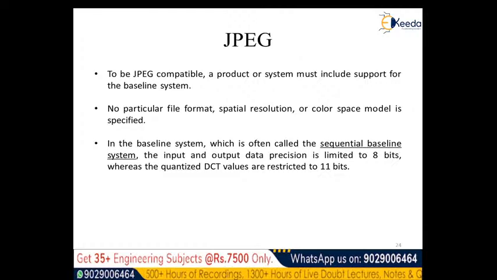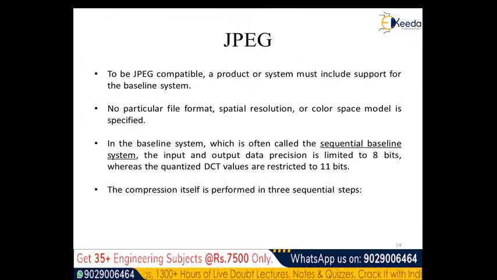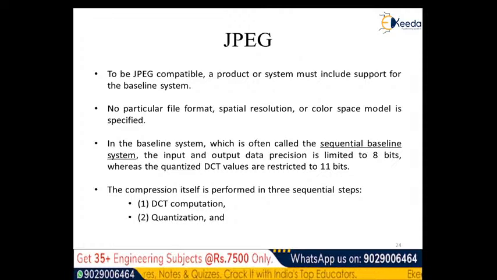The compression itself is performed in three sequential steps. These steps we have seen already. The first, DCT computation, the second, quantization, and the third, variable length code assignment. In the previous live session for the same subject, image processing, I addressed the image compression model, and thereupon I practiced the coding. So variable length coding, I hope you have the idea, or you can attend my previous lectures so that you get the complete details of the same.